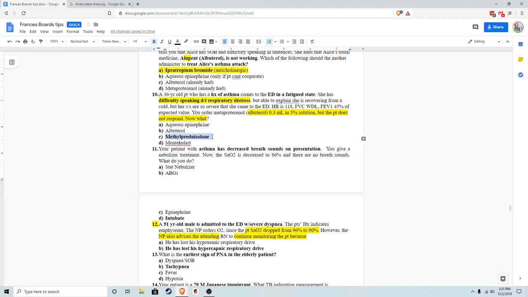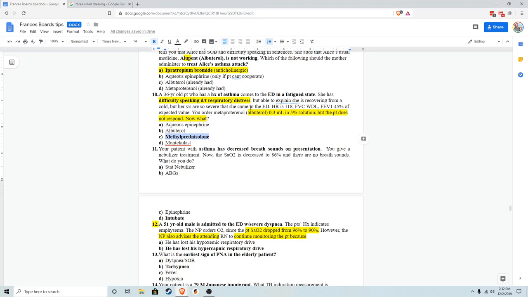Methylprednisolone, so steroids, a possibility. And the last one is montelukast or Singulair. That is a leukotriene modifier. It is a medicine that basically stops the histamines from being released at a higher level than Benadryl. This is a pill, something for maintenance of asthma, not as an acute treatment for asthma. So we can get rid of albuterol because we already used it. We can get rid of montelukast or Singulair. Our last two, again, are aqueous epinephrine and methylprednisolone.